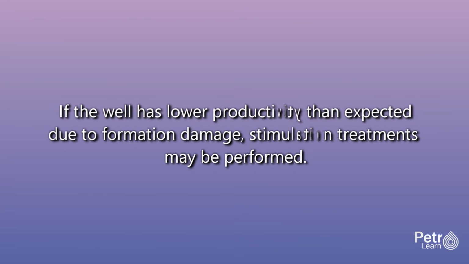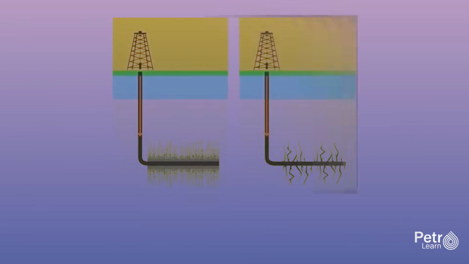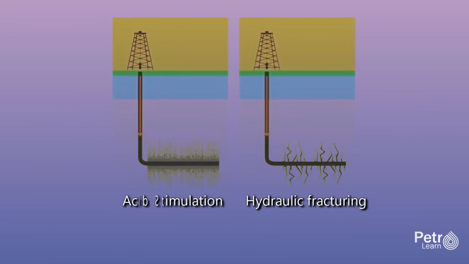If the well has lower productivity than expected due to formation damage, stimulation treatments may be performed. Stimulation treatments are designed to improve well productivity. For sandstone reservoirs, acidizing may be used. Mud acid or hydrofluoric acid is pumped into the formation to dissolve clays, carbonates, and other materials that reduce permeability near the wellbore. For carbonate reservoirs like limestone or dolomite, hydrochloric acid creates channels and enlarges pores, significantly increasing permeability.